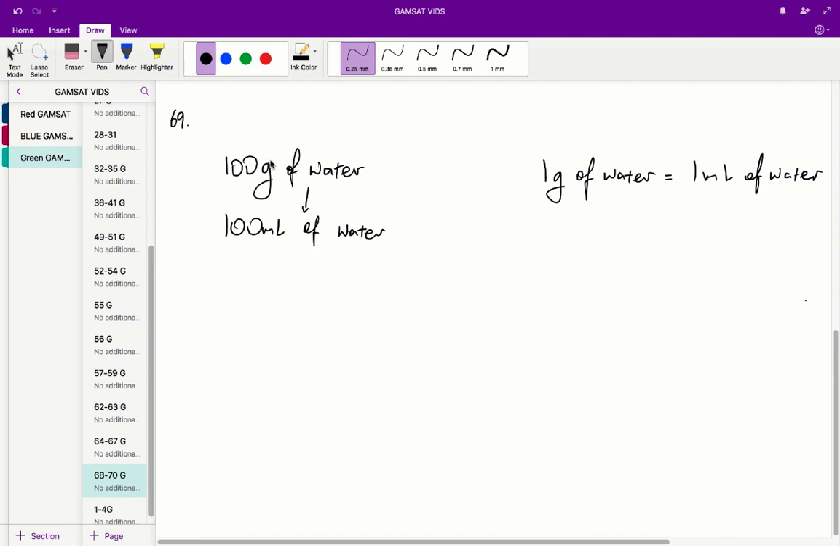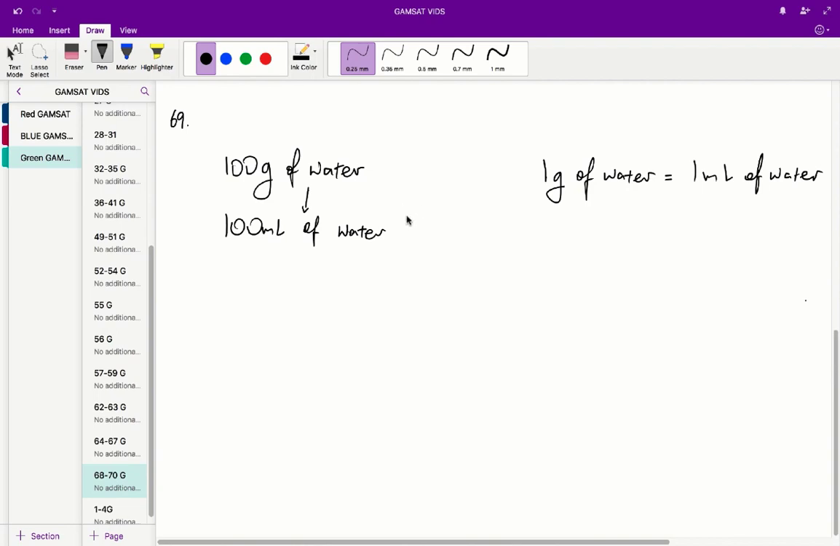Question 69. The level of the brine solution after all the ice had melted was. So we've got to figure out the amount of water that we're going to add, the amount of volume that we're going to add if we melt all of our ice. Every block of ice in this scenario weighs 100 grams. So we have 100 grams of water in ice form.